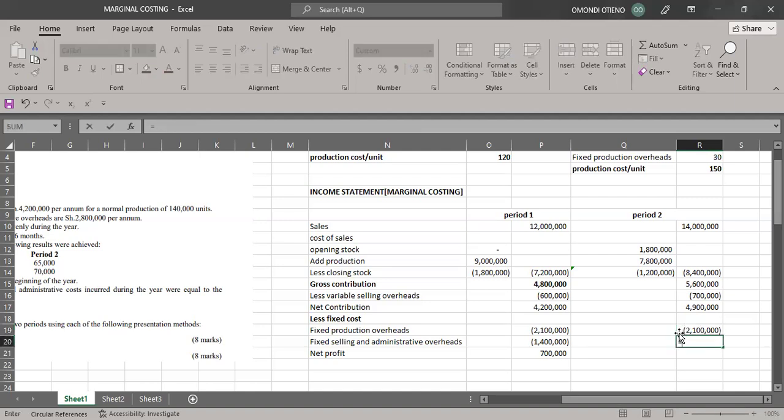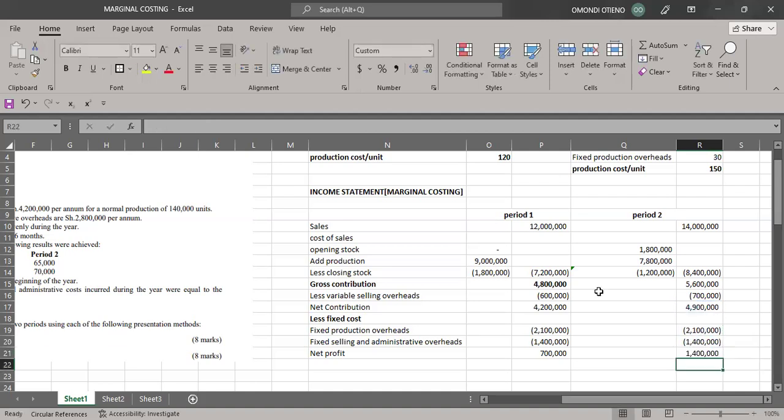The other one, that is 2,800,000 divided by 2. So that will give us a net profit of how much? I get the summation of these two, that is 1,400,000. Are we getting the same thing?